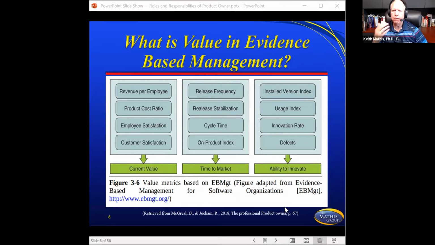Release frequency. How fast is that customer going to get these features? Release stabilization. Are the features we're using stable enough for us to even have a chance to test them and to be able to play with them a little bit to see how they feel, and are they working the way we thought they would work? Cycle time. How fast are we going to be able to start seeing?